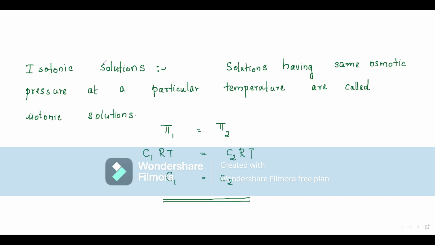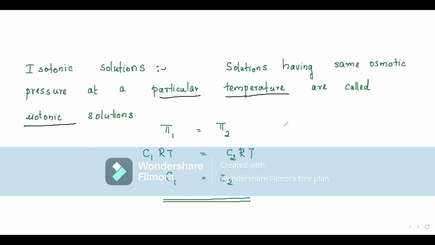Now, let us continue with isotonic solutions. If there are two solutions at the same temperature, and the osmotic pressure of the two solutions is the same, then it is called an isotonic solution. Solutions having the same osmotic pressure at a fixed temperature, at a particular temperature, are called isotonic solutions.